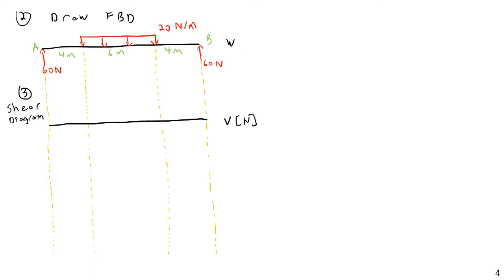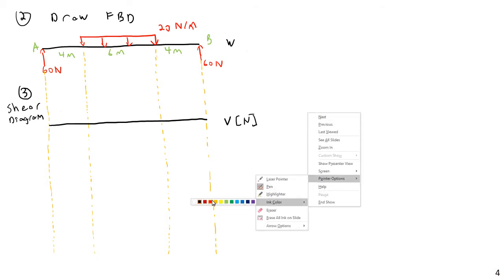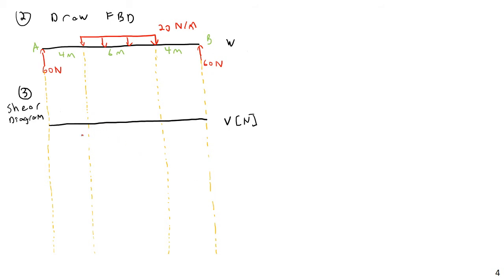Okay, the first thing I'm going to do is, well, I'm going to use red for consistency. The first thing I'm going to say is, look, at the start of the shear diagram, this 60 Newton force is going to cause the shear to jump up to 60. So I know initially this thing's going to be at 60 newtons.